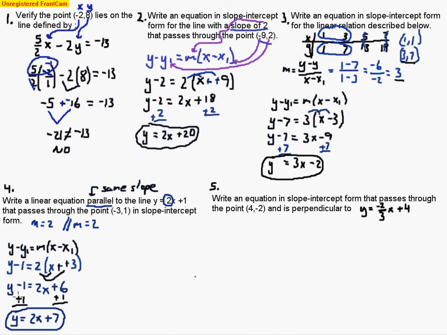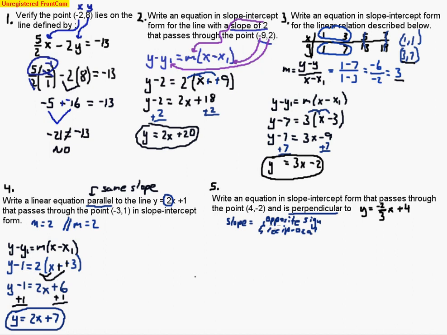Well, number 5 here is very similar. We're going to write an equation again in slope-intercept form, but it's going to pass through a point and be perpendicular to the equation that we have. So perpendicular, this word means something different. That means opposite sign. So the slope is opposite sign and reciprocal. So that's the big thing that we need to remember when we're dealing with the perpendicular, is that the slope has to be the opposite sign and reciprocal.